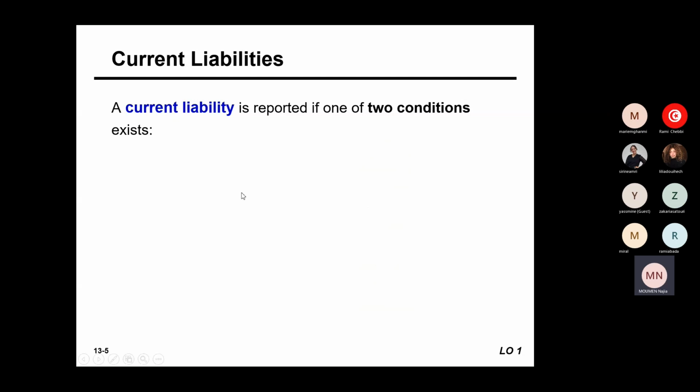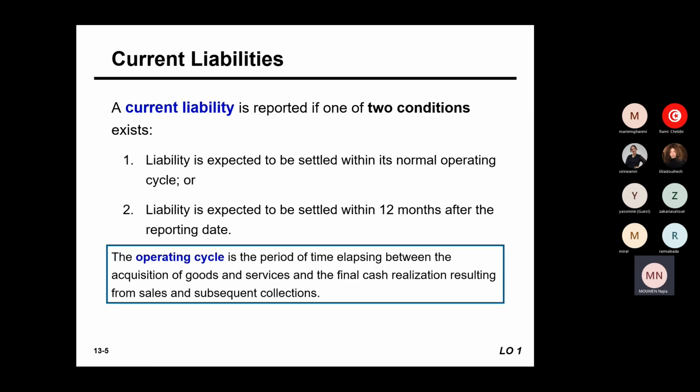What is a current liability now? Here we have two conditions, one of which should be met for an item to be reported as a current liability. This liability is expected to be settled within its normal operating cycle. So as a business, within my operating cycle, this liability is expected to be settled, or this liability will be settled within 12 months after the reporting date. I may expect to honor that liability within my normal operating cycle, or it will be settled within 12 months after the reporting date.